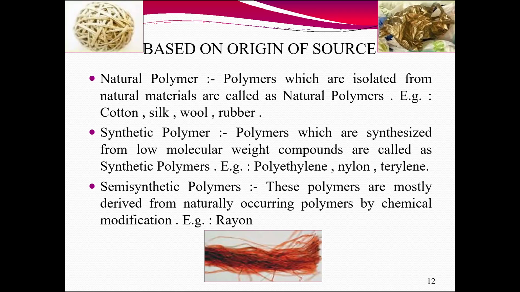So based on the origin of source, the polymers are classified into three. The natural polymers can be obtained from natural materials like cotton, silk, wool, etc. Synthetic polymers are the ones which are synthesized by man. The examples of this case are polyethylene, nylon, and terylene. And semi-synthetic polymers are polymers mostly derived from naturally occurring polymers by chemical modifications. An example of this case is rayon.